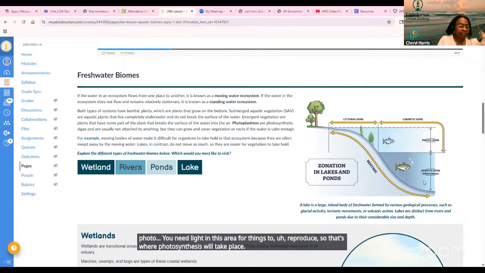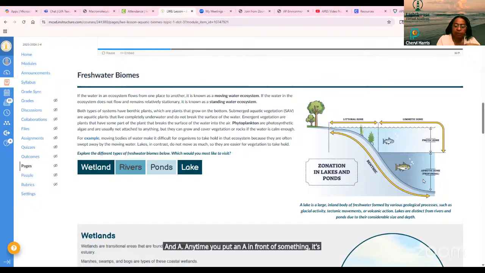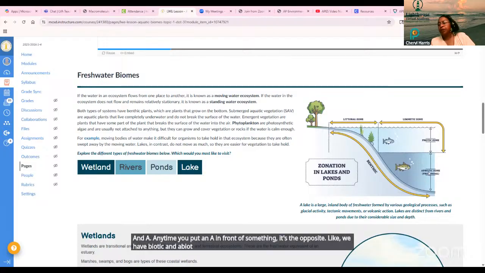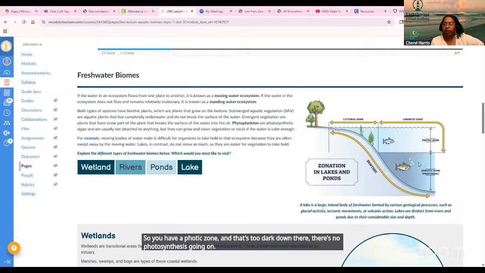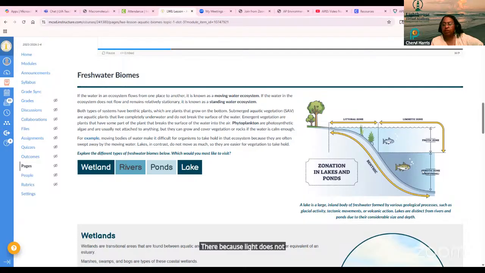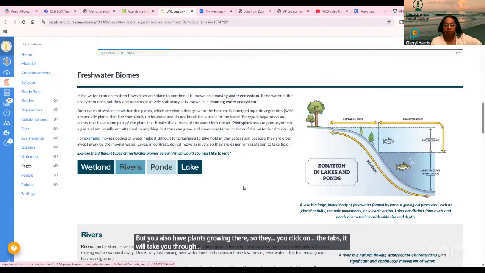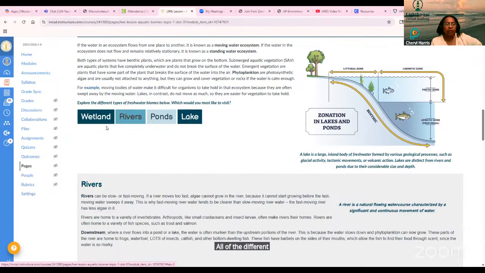And anytime you put an A in front of something, it's the opposite. Like we have biotic and abiotic. So you have an aphotic zone, and that's too dark down there. There's no photosynthesis going on there because light does not penetrate that area. So you need to know what these zones are. The littoral zone is close to the shore, so it gets light, and you also have plants growing there. So you click on the tabs, it will take you through all of the different areas.